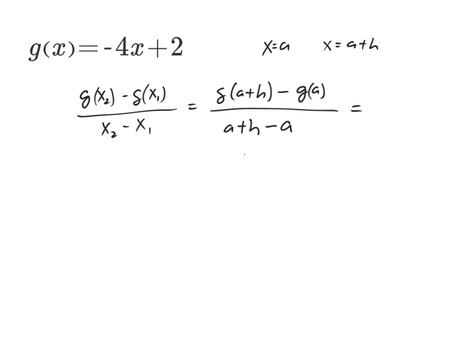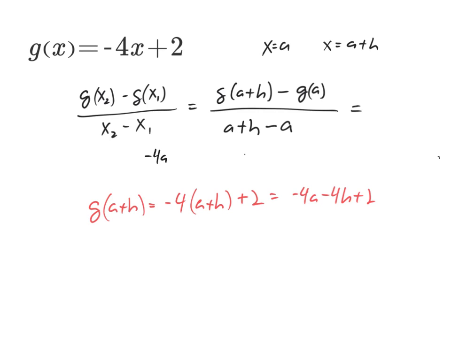Now, if I plug g of a plus h into my function, so let's do that in a different color. So g of a plus h is going to be the same thing as negative 4 times x, which is now a plus h, plus 2, which ends up being negative 4a minus 4h plus 2, and that's what we got there. So I can replace this right here with negative 4a minus 4h plus 2.